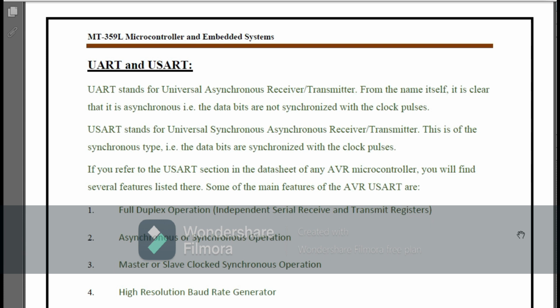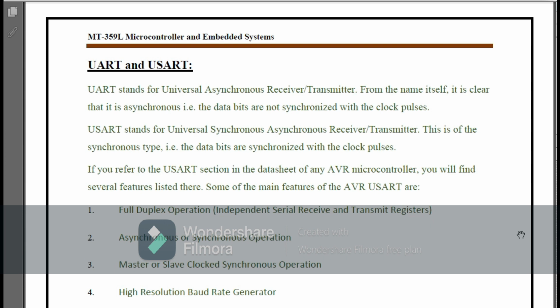UART stands for Universal Asynchronous Receiver Transmitter, and from the name itself it is clear that it is asynchronous. The data bits are not synchronized with the clock pulses, because in asynchronous we do not have the clock. And USART stands for Universal Synchronous Asynchronous Receiver Transmitter. This is of the synchronous type, where the data bits are synchronized with the clock pulses, because in USART the clock is connected with the data bits.